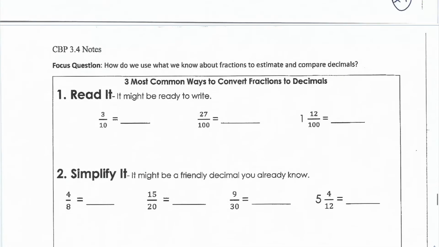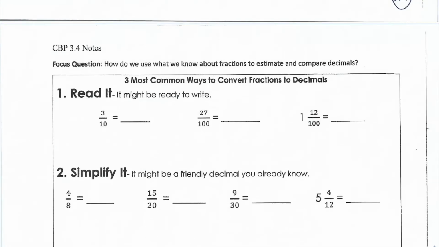So last class we were covering fractions and decimals, specifically comparing them, right? Which fraction is bigger, which fraction is smaller, so on and so forth, okay? So we have one more skill to practice with fractions and decimals, and that's how to convert them, how to convert fractions into decimals. So our focus question here is, how do we use what we know about fractions to estimate and compare decimals? Okay, so there are a few different situations that you might run into.